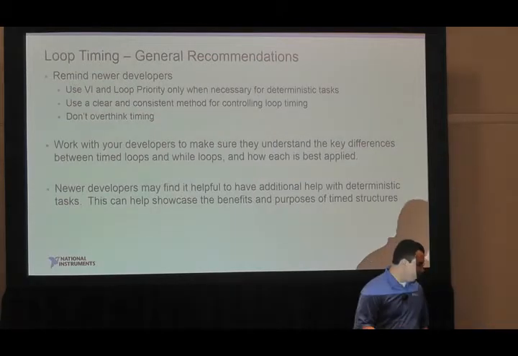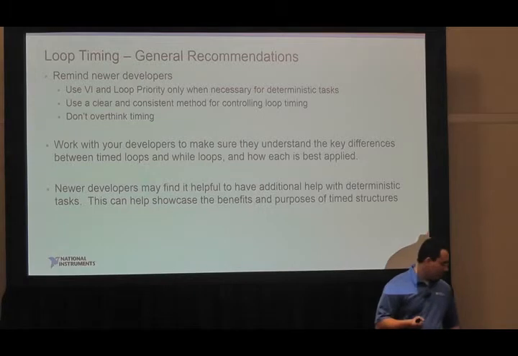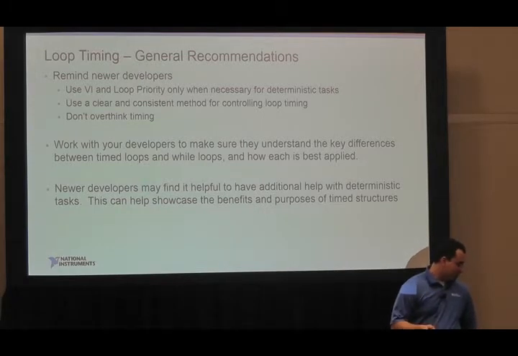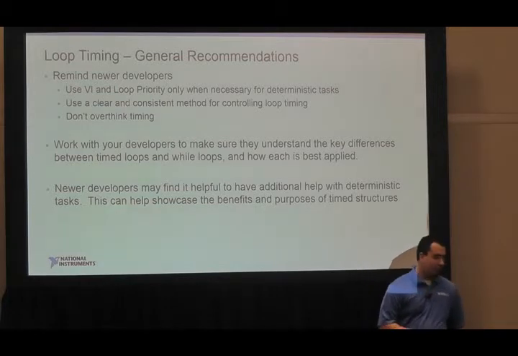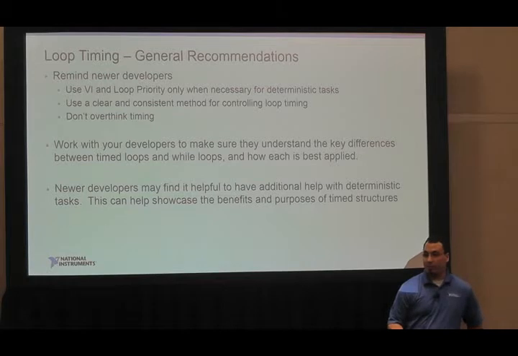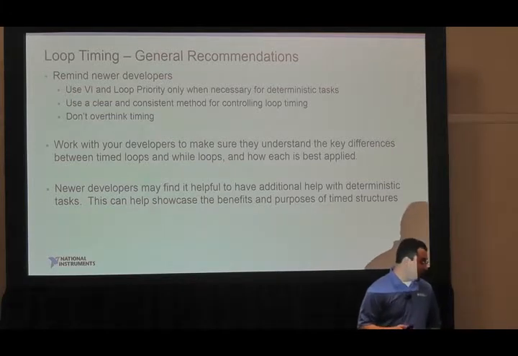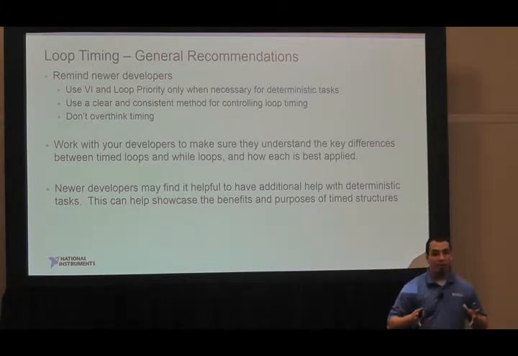So, general recommendations about timing. Use VI and loop priority only when necessary for deterministic tasks. Use a clear and consistent method for controlling the loop timing. And to a certain extent, don't overthink it. A simple timing VI, such as Wait Until Millisecond Multiple or Wait (ms), will generally work fine for many, many kinds of tasks. Newer developers might find it helpful to have an additional description of what a deterministic task is. Timing is very important for your deterministic task, and then kind of letting the remaining tasks work.